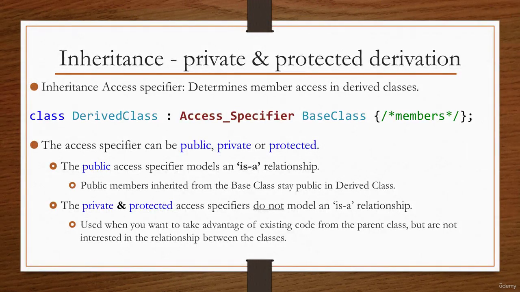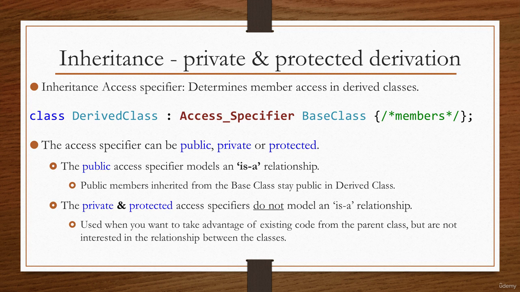In the lesson on inheritance, we discussed public, private, and protected derivation, and we discussed the fact that the access specifier determines member access in derived classes. We also discussed the fact that the access specifier can modify the relationship between the base and the derived classes.